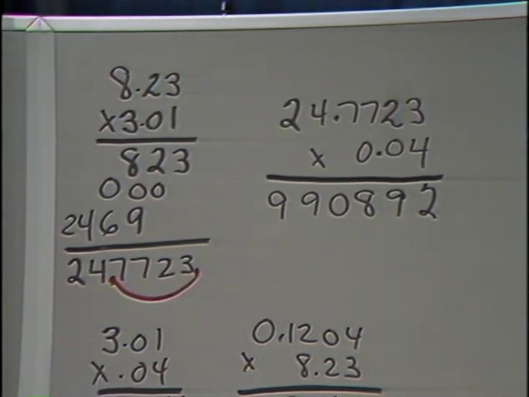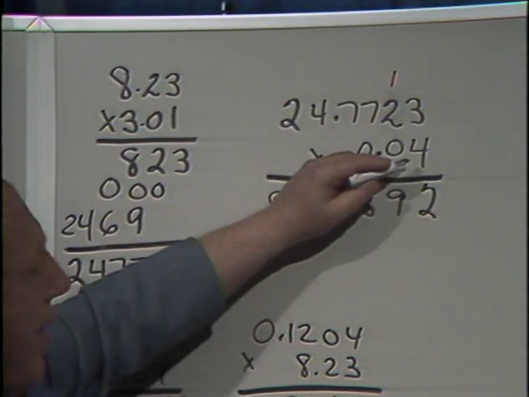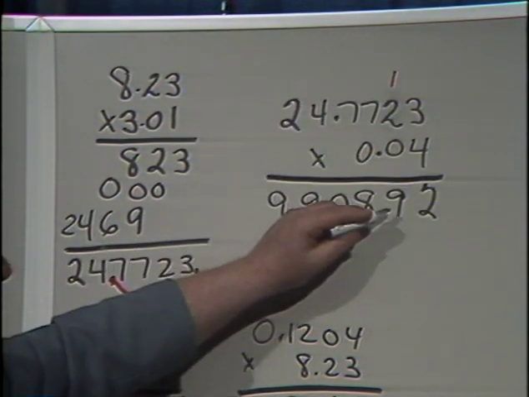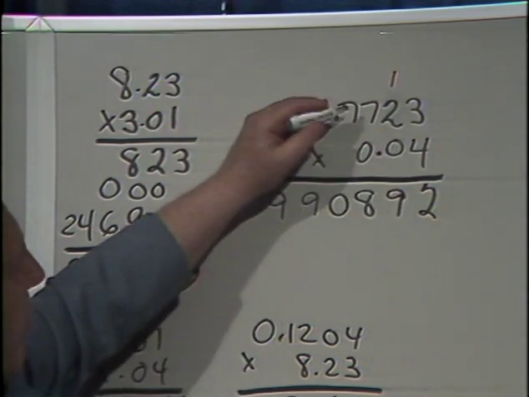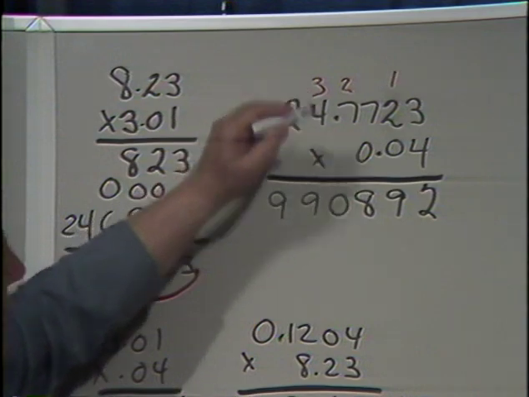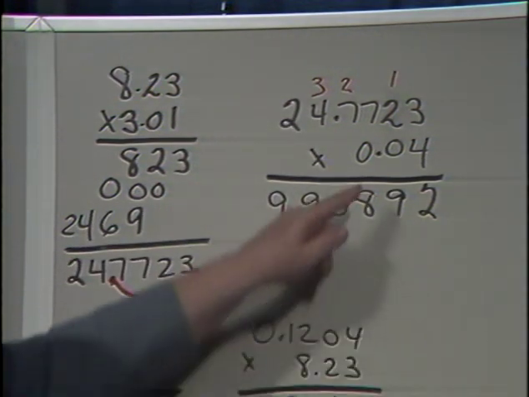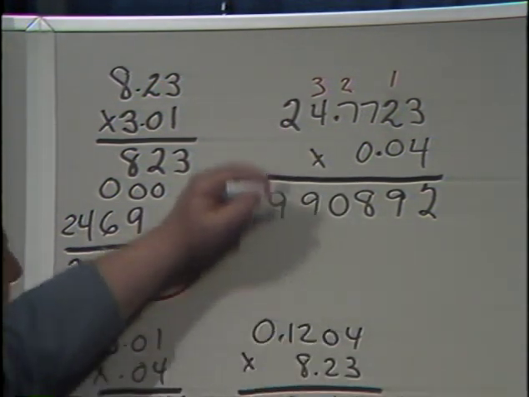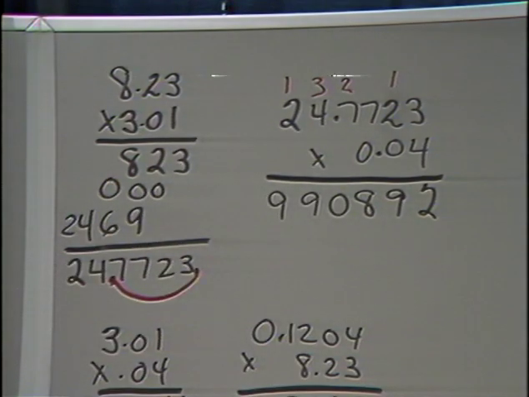See what I'm saying here? 4 times 3 is 12. Put down the 2 and carry the 1. 4 times 2 is 8 and 1 is 9. 4 times 7 is 28. Put down the 8 and carry the 2. 4 times 7 is 28 and 2 is 30. Put down the 0, carry the 3. 4 times 4 is 16 and 3 is 19. Put down the 9 and carry the 1. 4 times 2 is 8 and 1 is 9. And you see that's exactly what we were doing in Module 3.